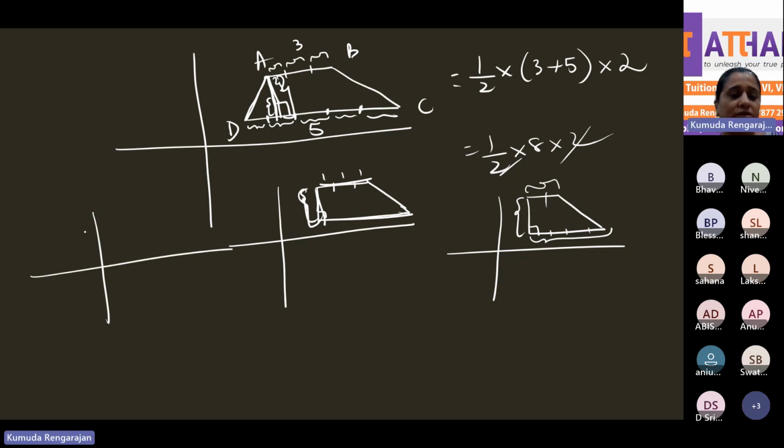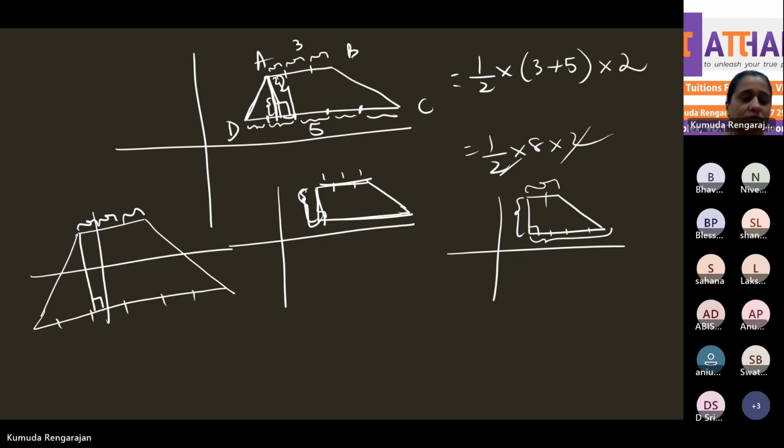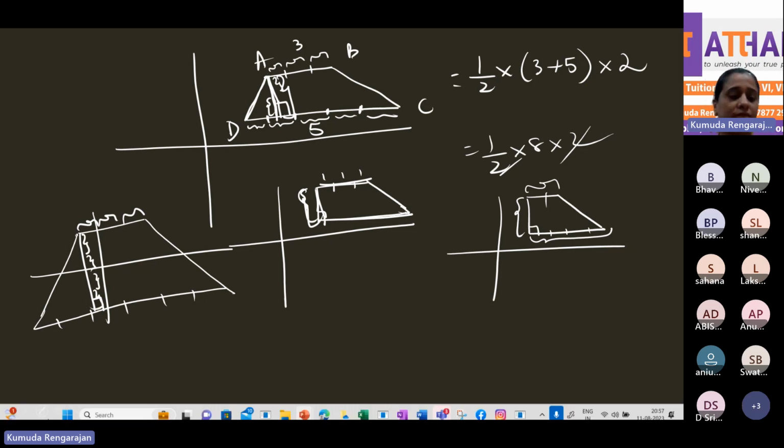Isosceles trapezium also, same thing. You might get it like this. Same formula. Formula is the same. It doesn't change because it's an isosceles trapezium. Same thing, count. 1, 2, 3. And this one here, 1, 2, 3, 4, 5, whatever, 6. And you should draw this height and count. 1, 2, 3, 4. Like that. So this is how you find the area of a trapezium.